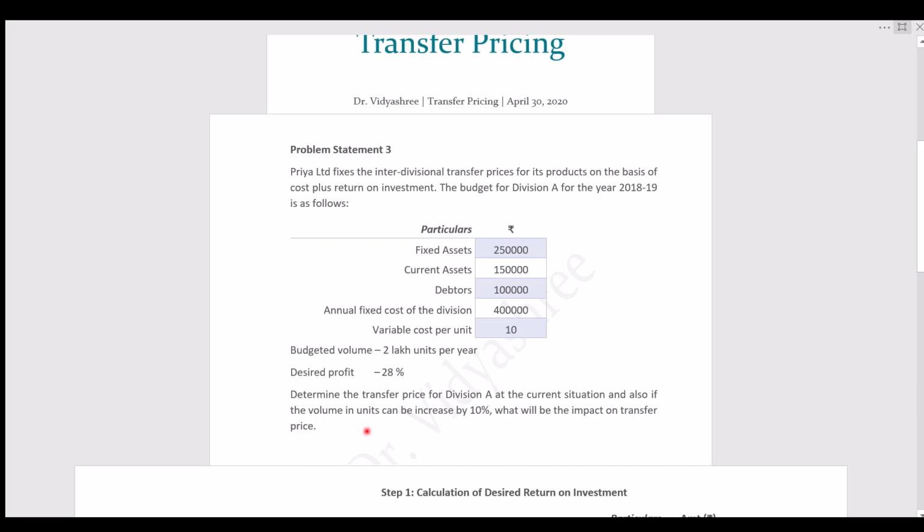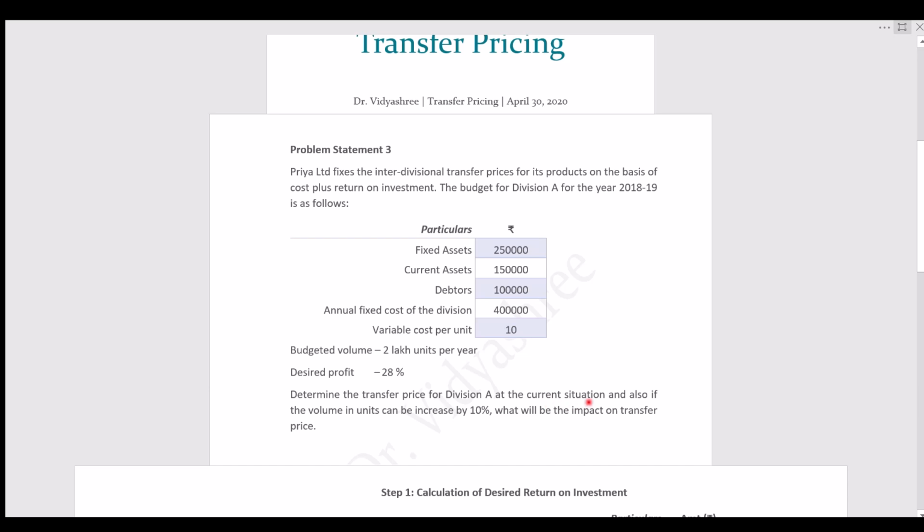The first thing is, as we know how to determine a selling price, a simple formula is fixed cost plus variable cost. Total cost is fixed cost plus variable cost, plus you add profit, you get the selling price. Now we have variable cost and fixed cost, but we don't have profit here. Here it is given as 28%. The clue is given like 28% on the investment. So first we have to calculate the profit. After we calculate the profit, we can add the cost plus profit, and you get the transfer price, nothing but the selling price. So that we have to calculate for the current situation.